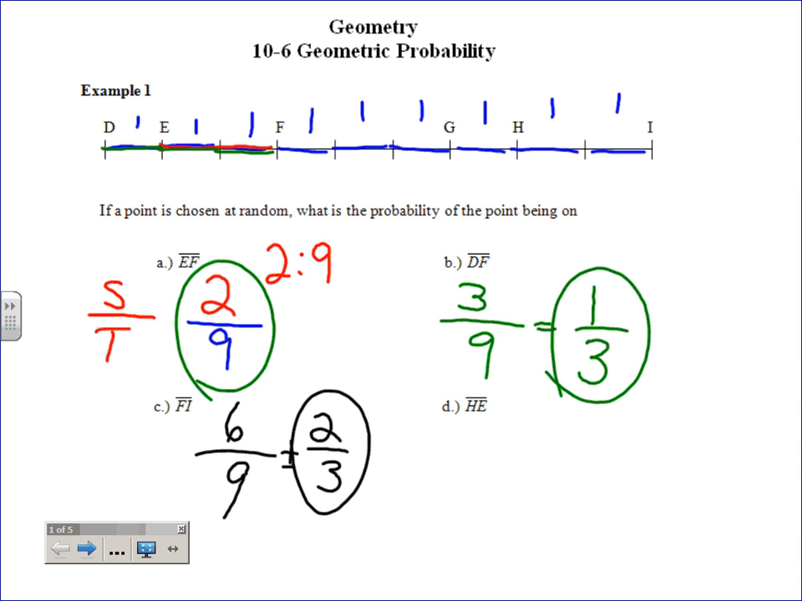Okay. Let's try H to E right now on your own. And then I have a letter E that we're going to do together. We'll have to add that one in there.